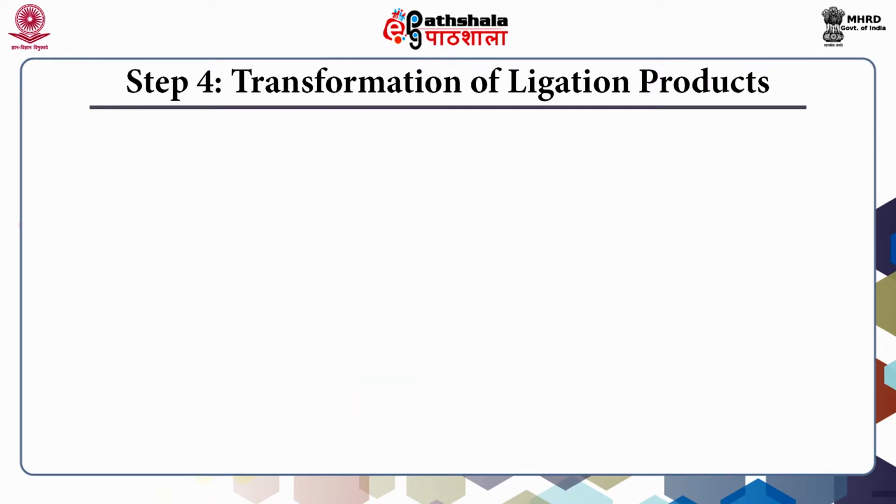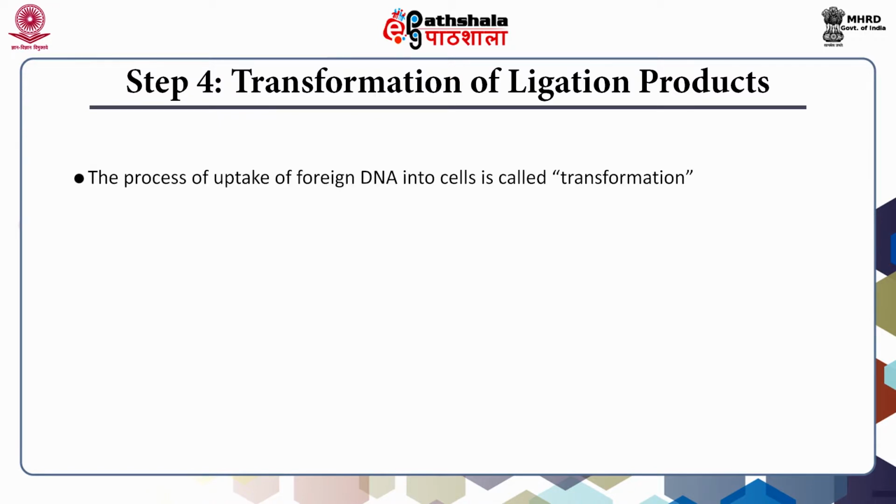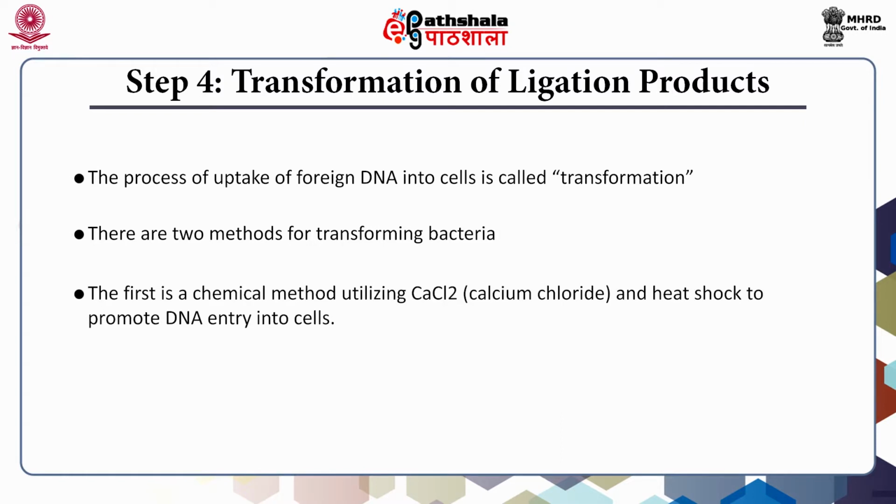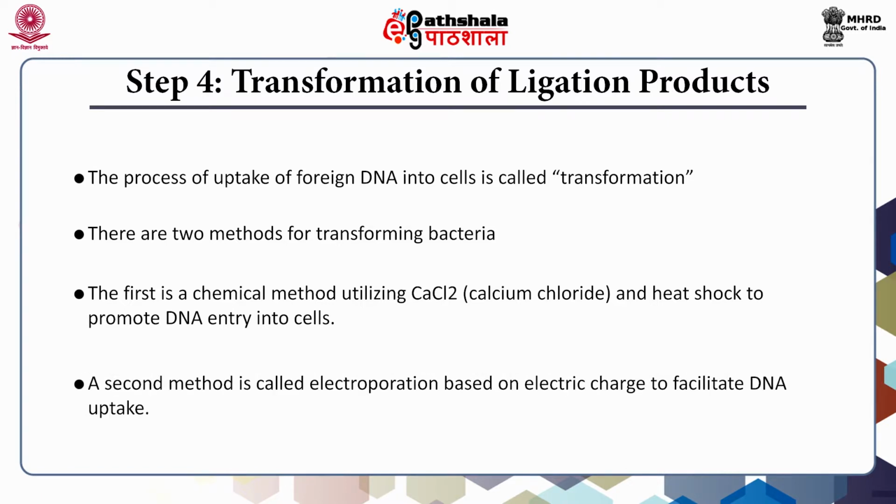Step 4. Transformation of ligated products. The process of uptake of foreign DNA into cells is called transformation. There are 2 methods for transforming bacteria. The first is a chemical method utilizing calcium chloride and heat shock to promote DNA entry into cells. A second method is called electroporation, based on the electric charge to facilitate DNA uptake.